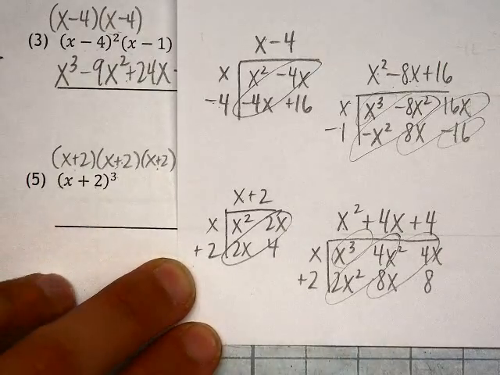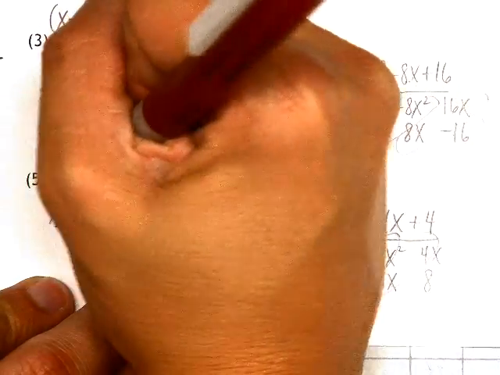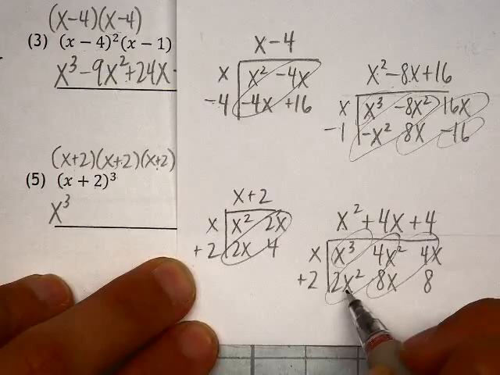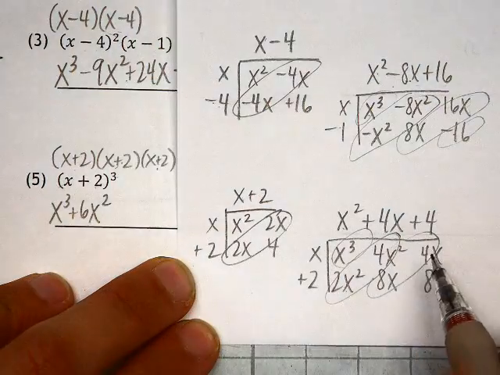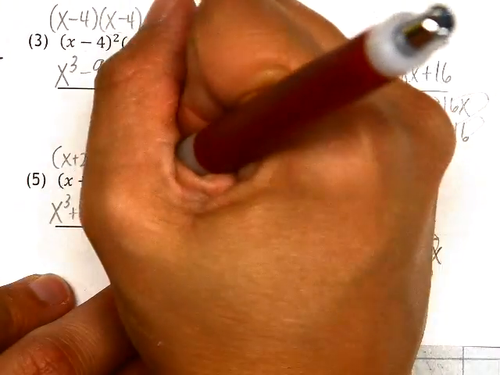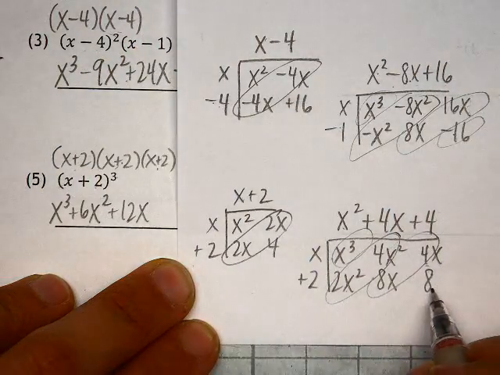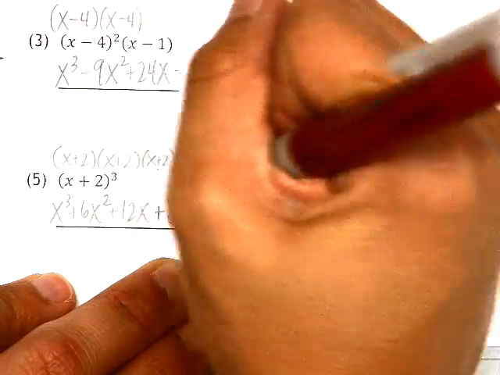Since x cubed doesn't have any like terms, we know it'll start with x cubed in our answer, followed by 2x squared and 4x squared, which is positive 6x squared. Then we have 8x and 4x, which is positive 12x. And finally, the positive 8 that has no other like terms.